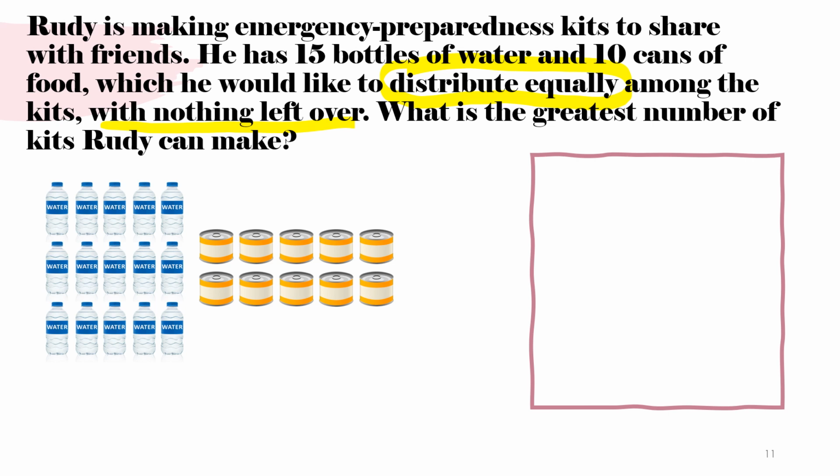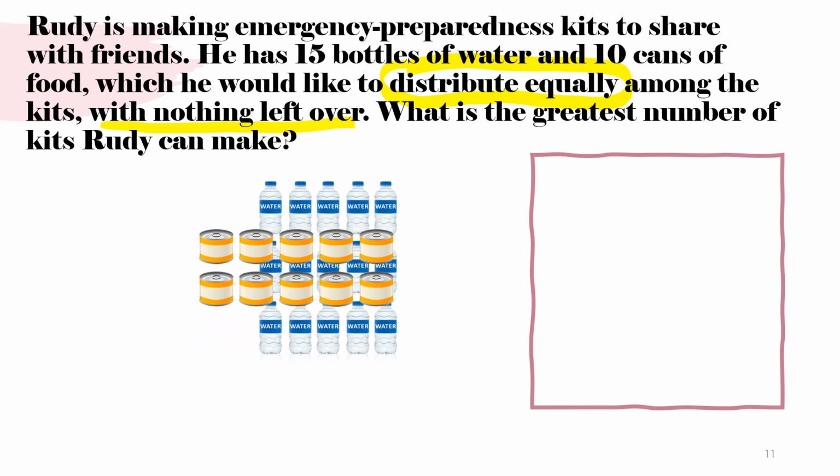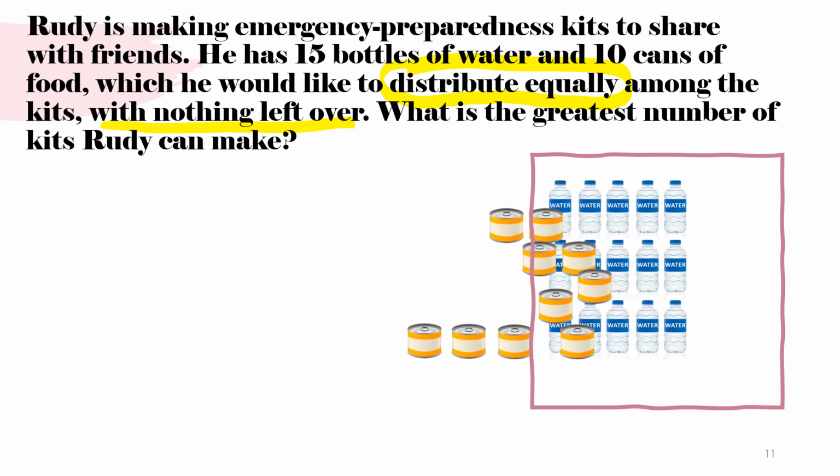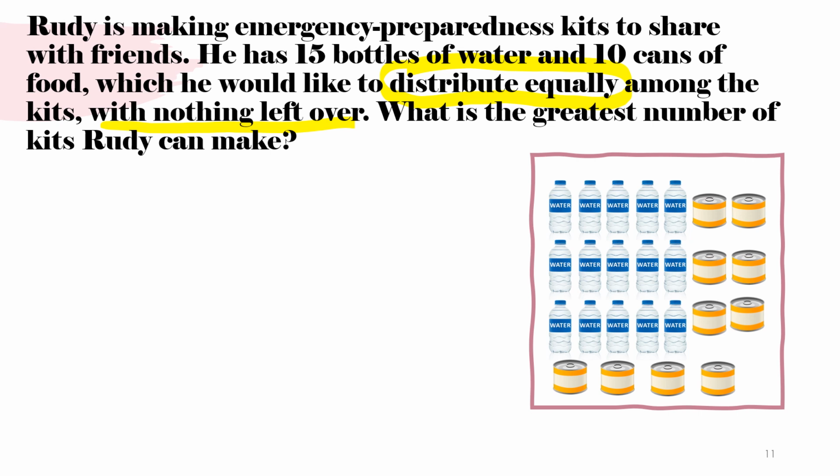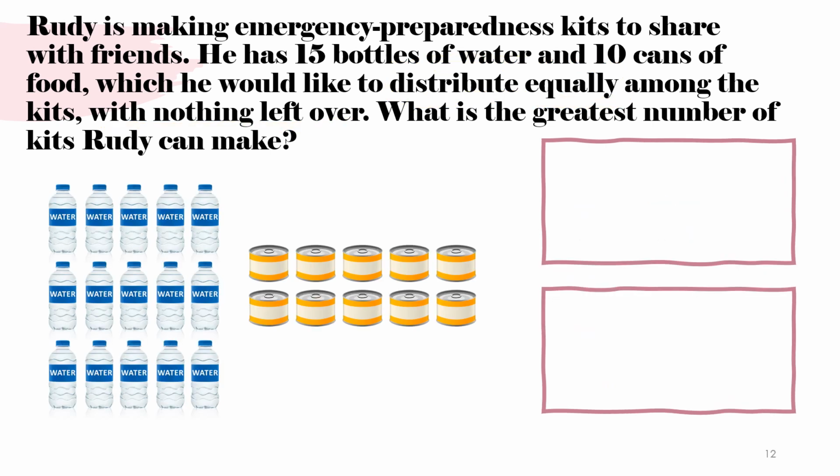Well, the minimum number of kits that Rudy can make is 1. He could just put all of the water bottles in one kit and all of the cans of food in one kit. So if nothing else, Rudy can put everything in one kit and share that with one friend. But let's try to see if Rudy can share with more than one. So let's see if Rudy can share with 2 friends using the conditions that he set up for himself. What you're really looking at here is, can I split these water bottles up, or can I split these cans up evenly?